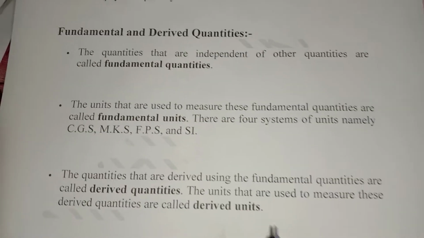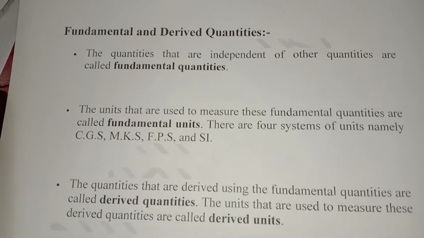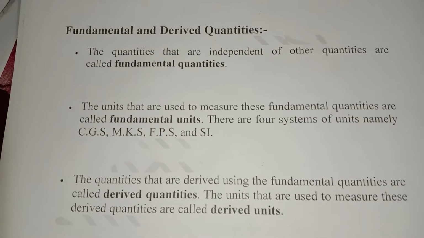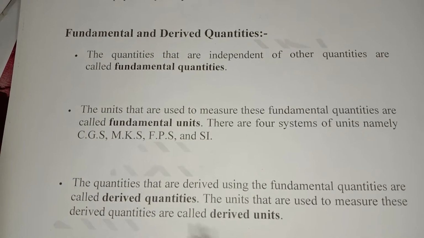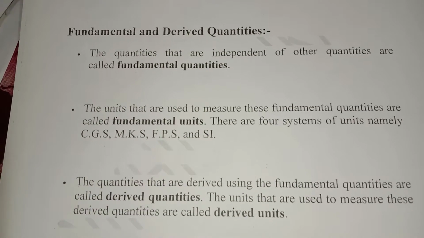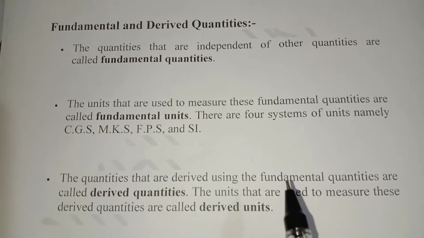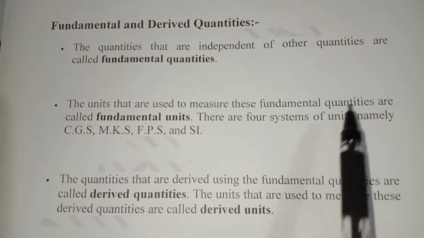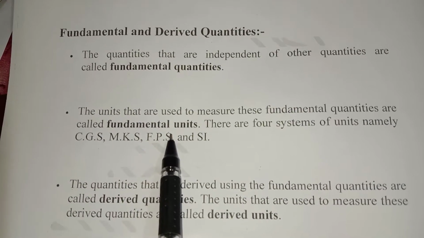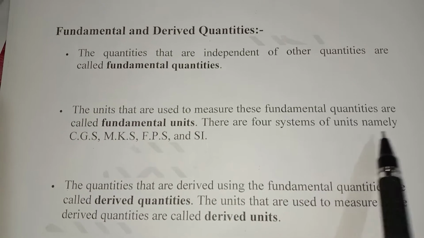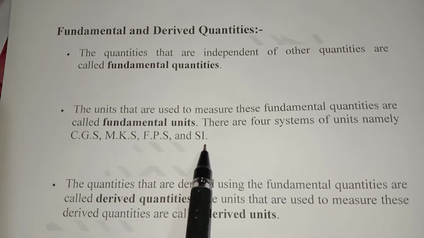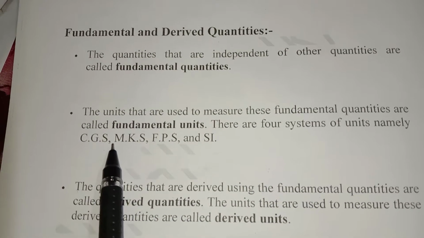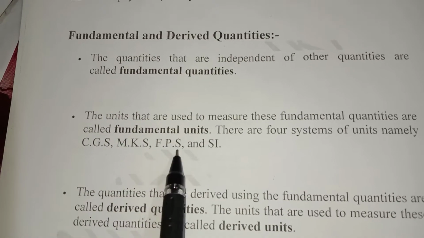Now there are some specific systems of units, namely CGS, MKS and FPS. So as we discussed here, the units that are used for these fundamental quantities are called fundamental units, and there are 4 systems of units, namely CGS, MKS, FPS and SI, the Standard International System. CGS stands for centimeter, gram and second, MKS for meter, kilogram and second, and FPS for foot, pound and second.